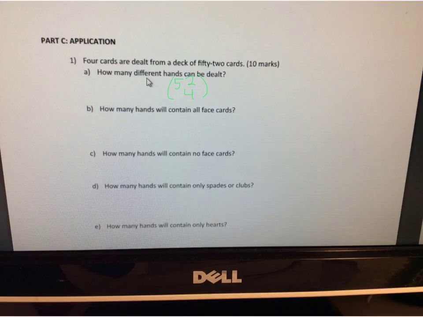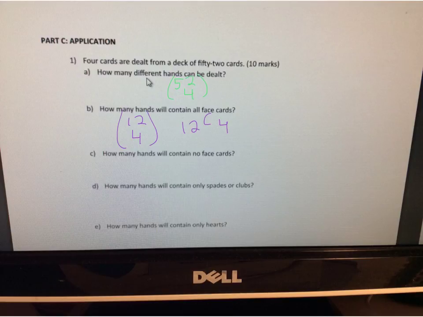So when they start to break it down and put restrictions on the kinds of cards that you can use, then it's just going to change the number of cards that you have to choose your 4 from. So if it says how many hands will contain all face cards, well, a face card is a jack or a queen or a king, and then there's 4 suits, so 4 times 3 is 12, right? So that's just going to change this scenario to having 12 cards to choose 4 from, and you can write that as 12 choose 4 like that, or in the brackets notation. It means the same thing.